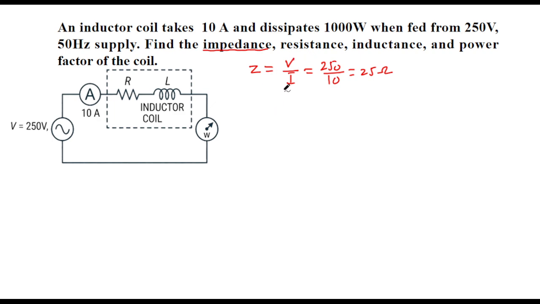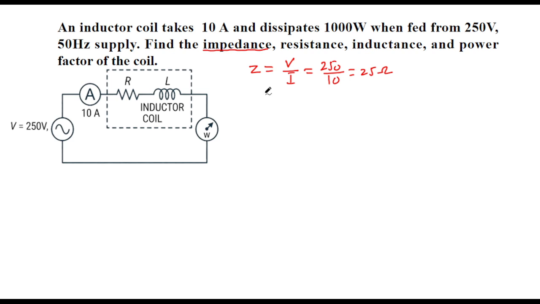The second part is the resistance. Resistance can be calculated from the knowledge that in an AC circuit, power is consumed only by the resistor part. The inductor does not consume any net power. It stores power in one cycle and releases it in another cycle, so the net power is zero. Only the resistive part consumes power.